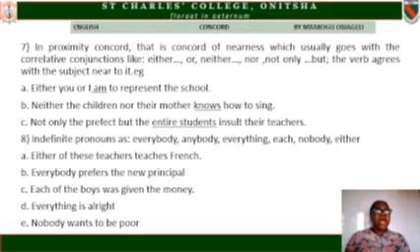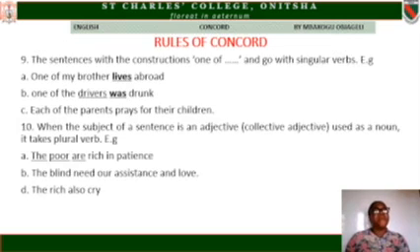Singular. Another example: each of the boys was given the money. Each. One out of the boys was given the money. Another: everything is all right. Nobody wants to be poor.